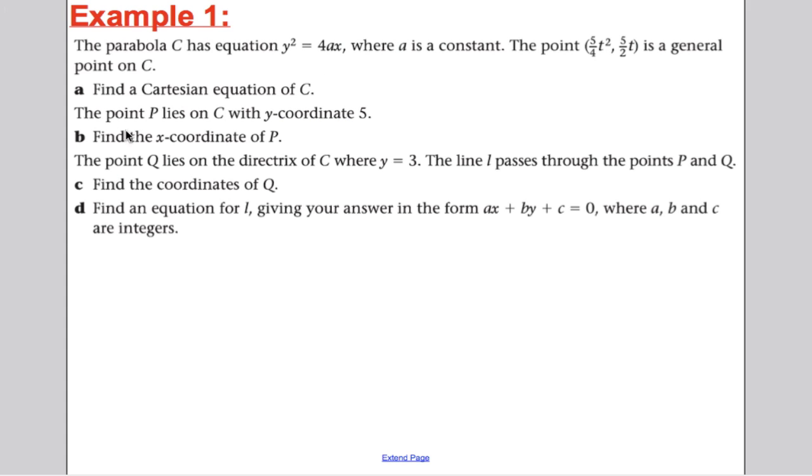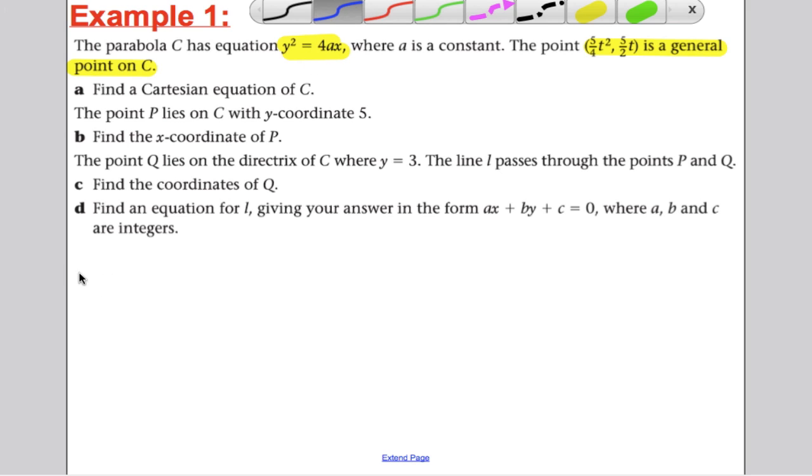This might take us a while, it's a fairly detailed one. The parabola C has equation y² = 4ax. That's a general equation, it doesn't tell you a. It tells you that the point (5/4 t², 5/2 t) is a general point on C. This is very important information. That is on your curve, that is on your parabola. It asks you to find the Cartesian equation of C, i.e. we know it's of that form, but we want to know what a is in particular.